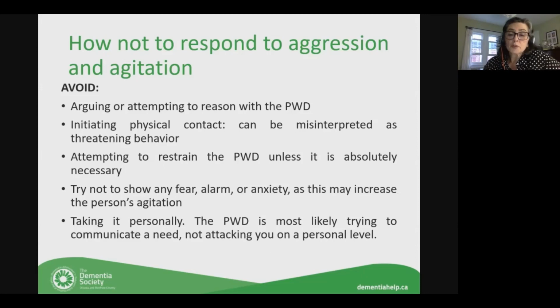Try very hard to not restrain an individual unless it's really important for safety. And don't show fear, alarm, or even anxiety. And more than anything else, really avoid taking the agitation personally. They are trying to communicate something. Really, it is not an attack at a personal level, although often it feels like it, and often it's even delivered as that.